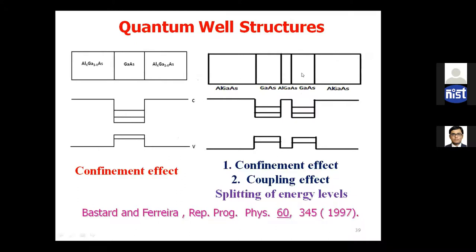Now if you add another well, there is gallium arsenide, then aluminum gallium arsenide, then GaAs. So when you take two different quantum wells separated by a very thin barrier, the other effect which adds here is the coupling effect. Due to this confinement effect and coupling effect, the energy will be split. Here in a single quantum well, this is the lowest energy E0. Now when you make a coupled quantum well, that single energy will be split into two energies with very little gap. And this property is used in device applications, prominently for HEMT and MOSFET structures.